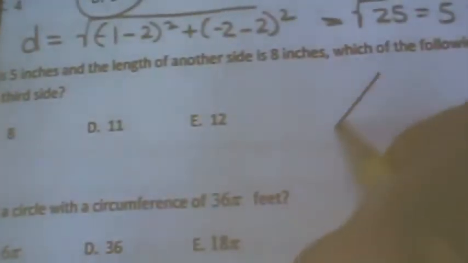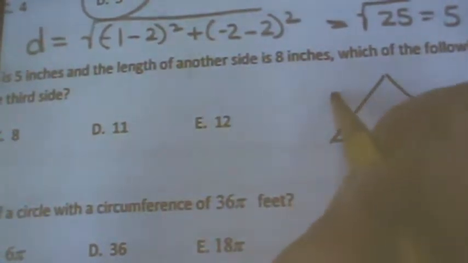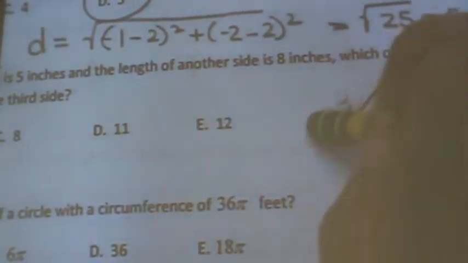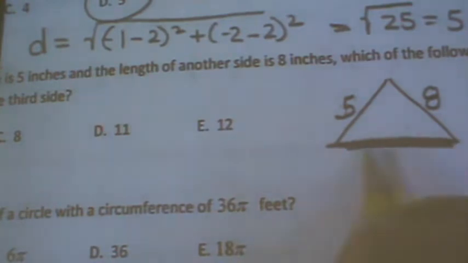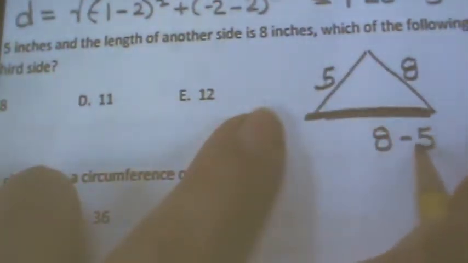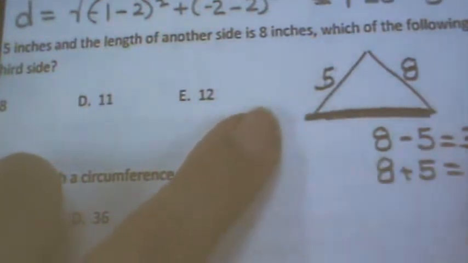If you have a triangle and one side is 3, one side is 5 and the other side is 8, what are the possible measurements of that side? What you do is take these two numbers and subtract them and add them. The possible distance, and we did this last week, is between these two numbers. So it can be anything bigger than 3 or less than 13. These are the possibilities for this side.